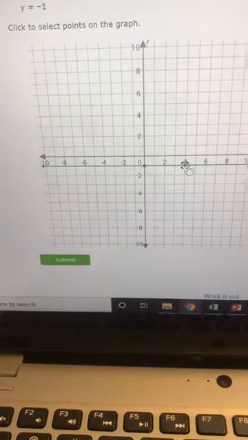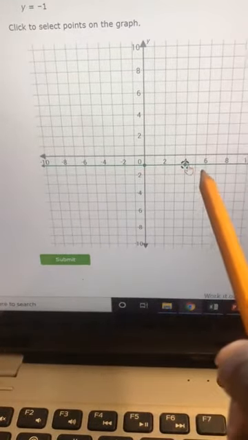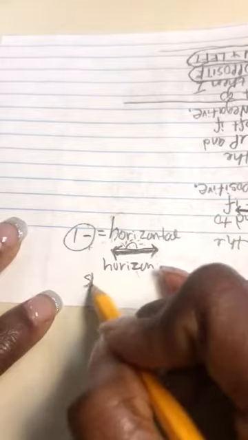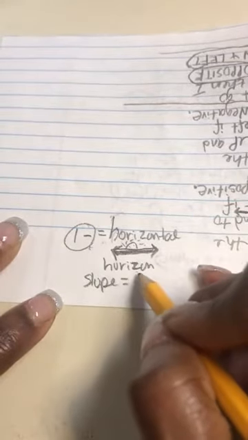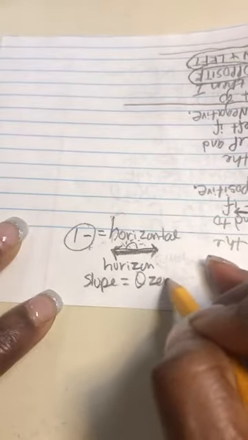When you have a horizontal line, your slope is equal to 0. So I'm going to write that on my paper. Anytime you see a horizontal line, the slope is equal to 0.